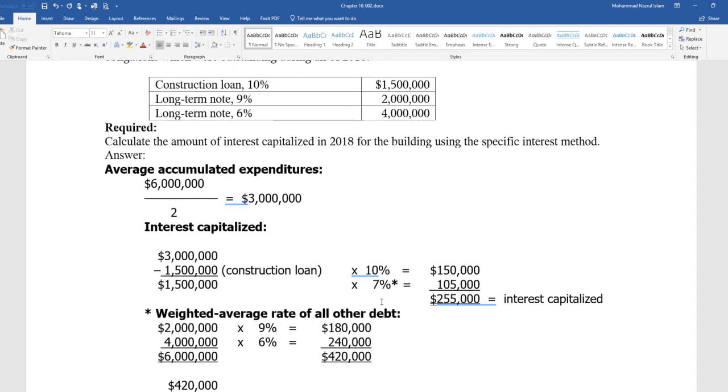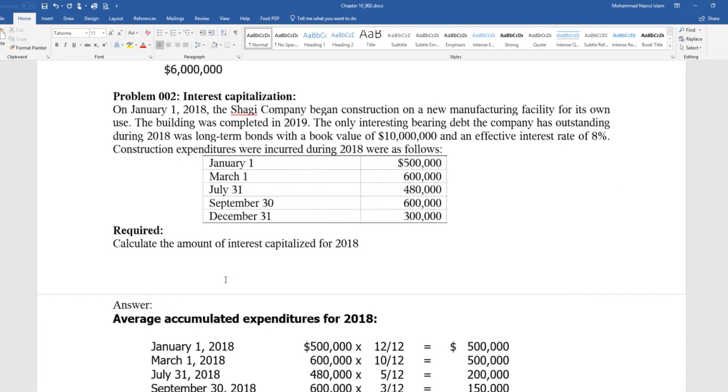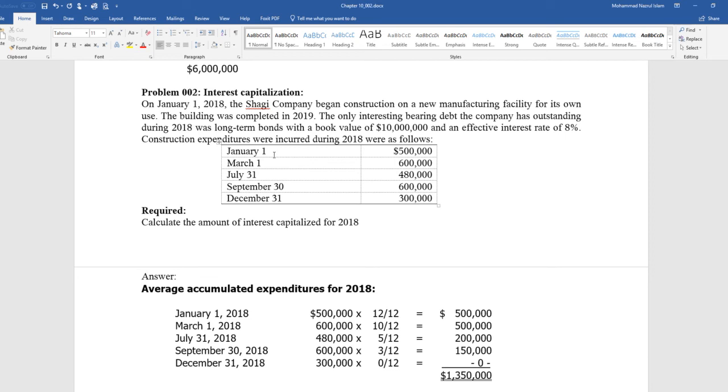And interest capitalization, we have solved this one. Let me show you another example. It will help us understand more. In this example, on January 1, 2018, the Shaggy company began construction on a new manufacturing facility for its own use. The building was completed in 2019. The only interest bearing debt the company had outstanding during 2018 was long-term bonds with a book value of 10 million and an effective interest rate of 8%.